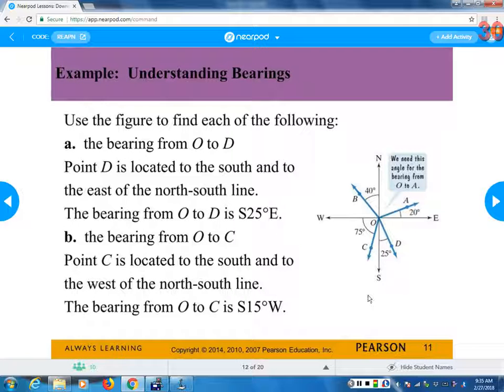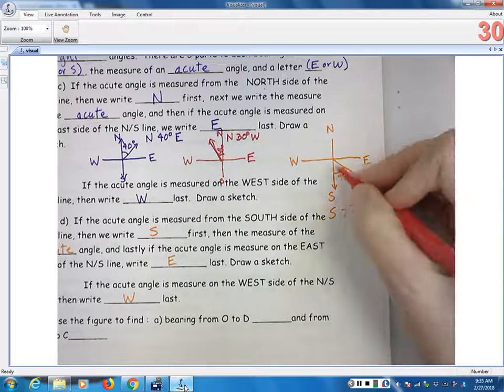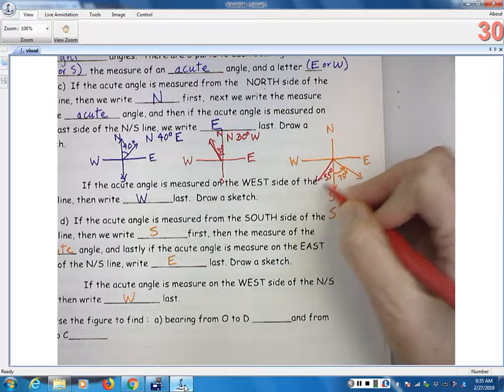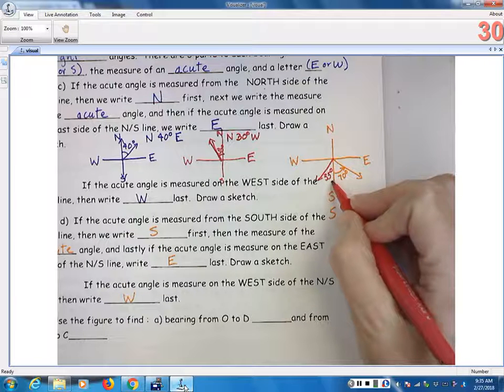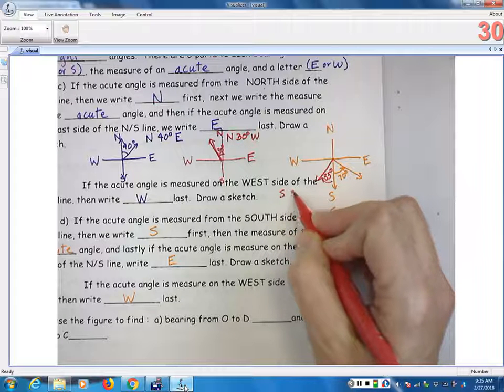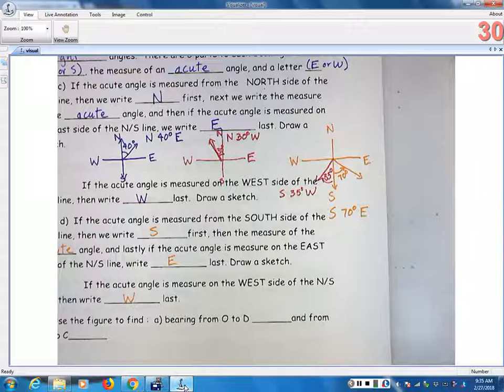So they didn't do an example, I'll just do one. We can pick any angle. So if we do 35 degrees here, this angle would be written as south 35 degrees west. But the important thing is to realize that your angles are always with respect to the north-south line.